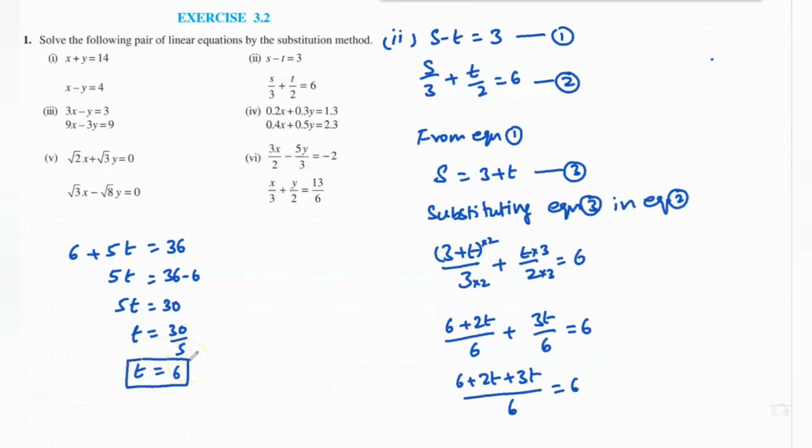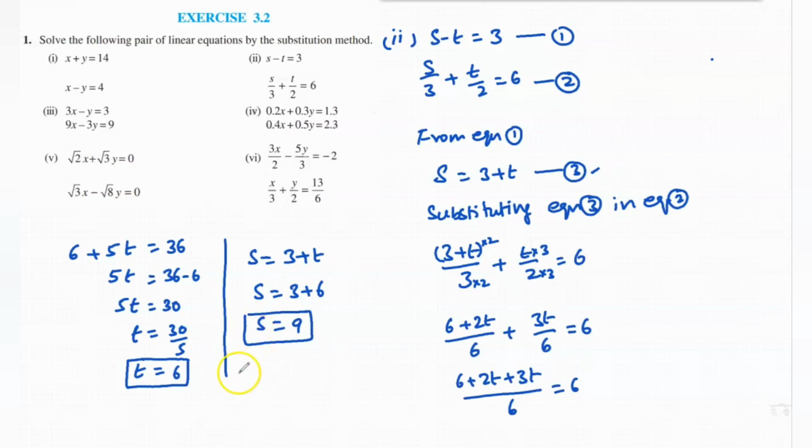This t is equal to 6, substitute in equation 3, we get the s value. Now in equation 3 we have s is equal to 3 plus t. If you substitute t equal to 6, you will get s is equal to 9. So the values of s and t are 9 and 6. Okay, coming to question number 3.